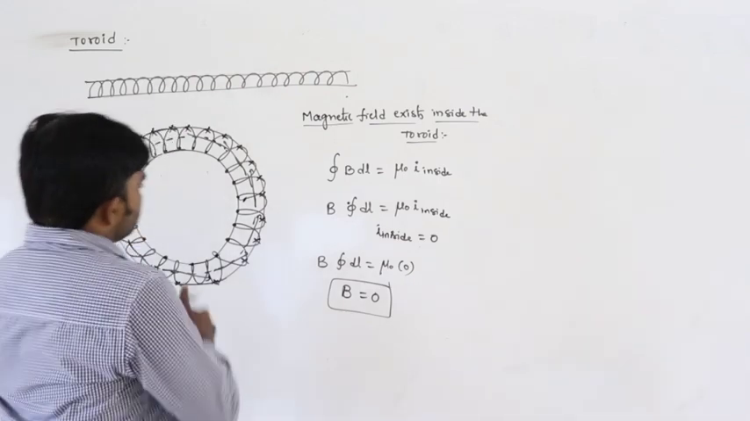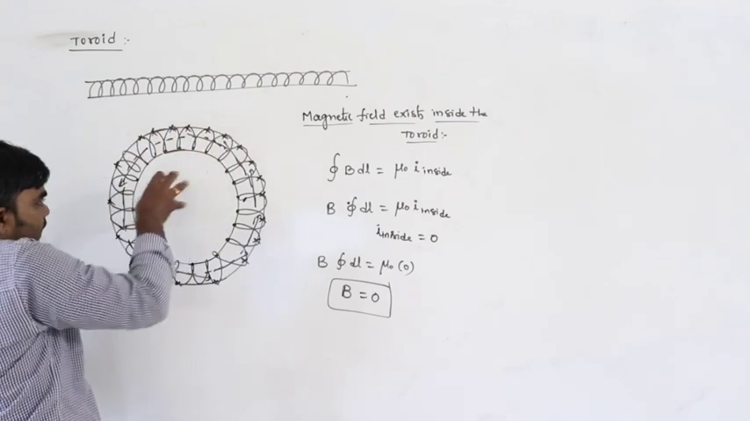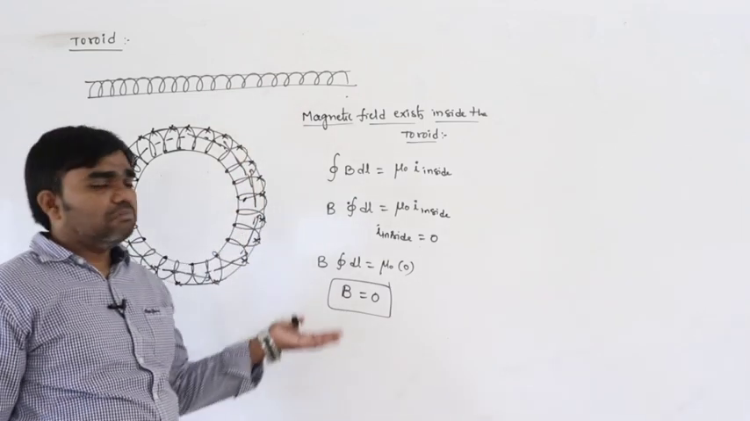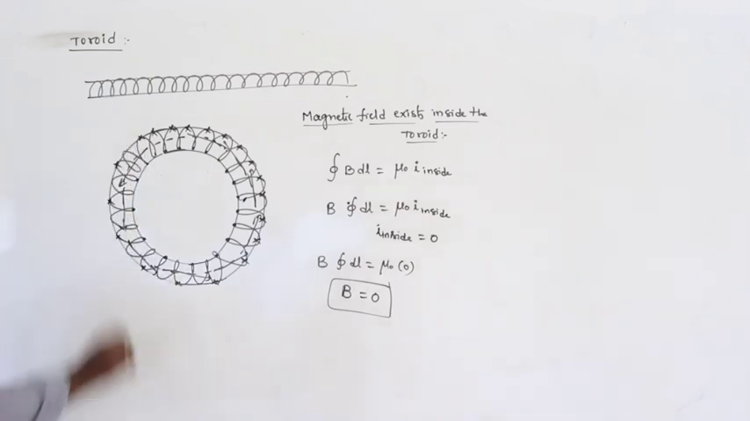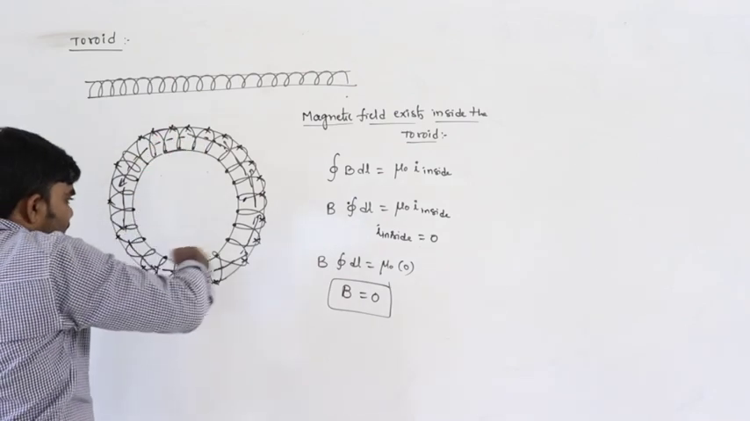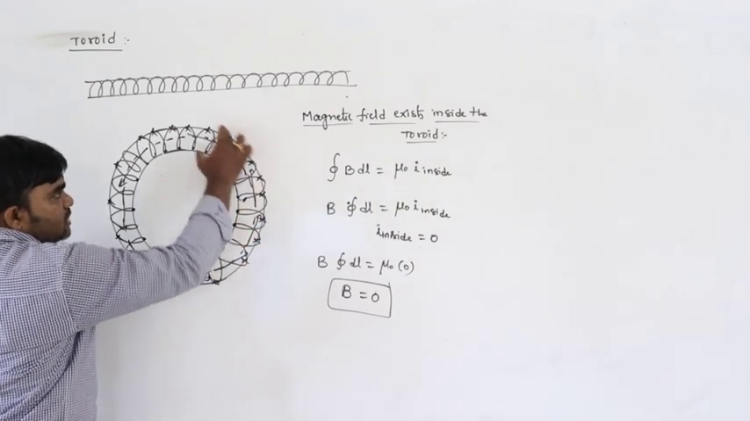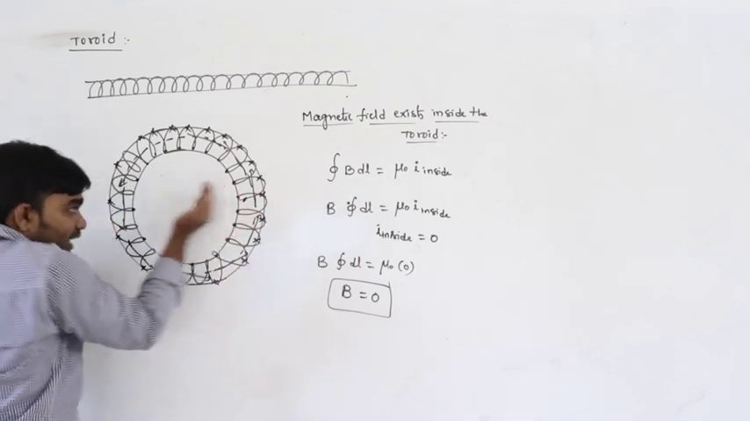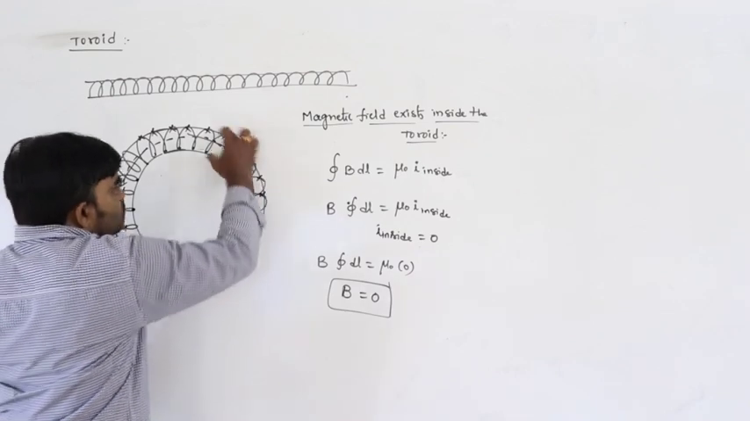But outside also, the current exists in this region only. Inside, current does not exist. Outside also, current does not exist. If there is no current, the magnetic field is 0. No current, no magnetic field. So that is the situation. That means the magnetic field exists only in between these two circles, in this region only. Outside this region, the magnetic field does not exist. Inside this region, the magnetic field does not exist. So that is very, very important here.